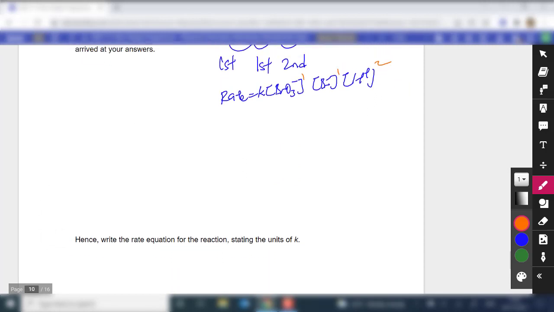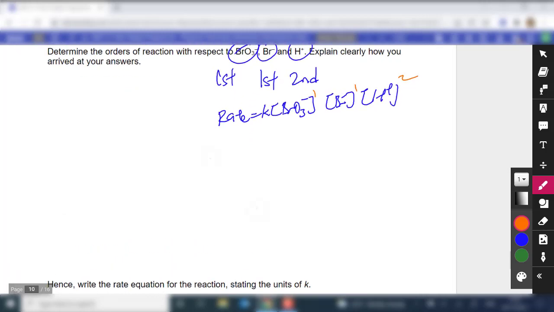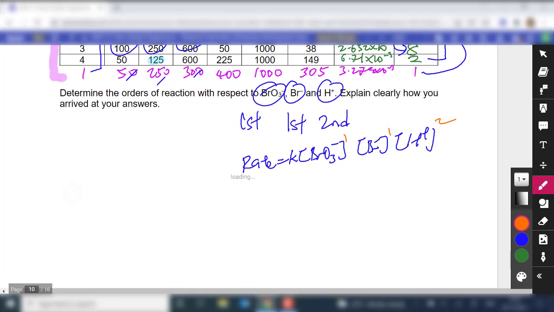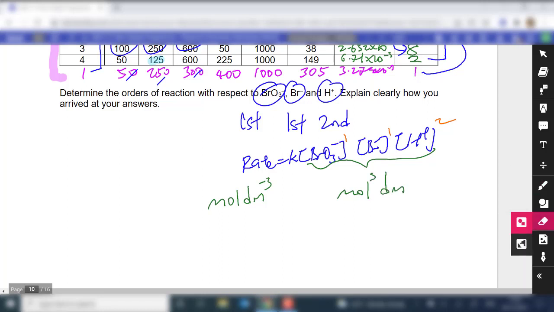And then the last part will be to state the units of k. I don't think this needs any further introduction. Usually in this case, we are looking at moles per dm cube because we are looking at a solution. So the units for rate will be moles per dm cube. And all these combined, it will be moles to the power of 4, and then dm to the power of minus 12.